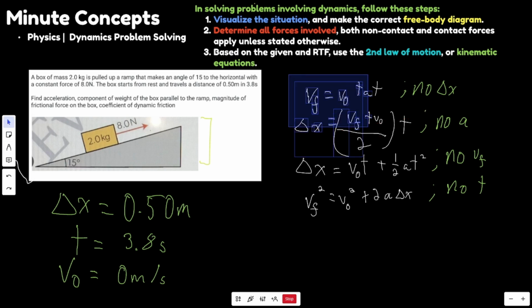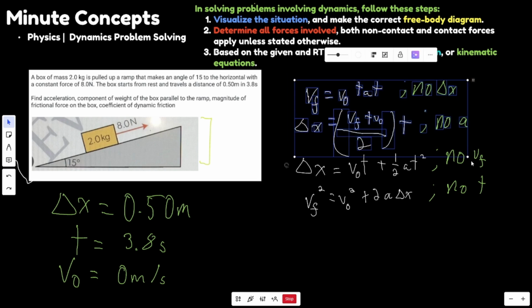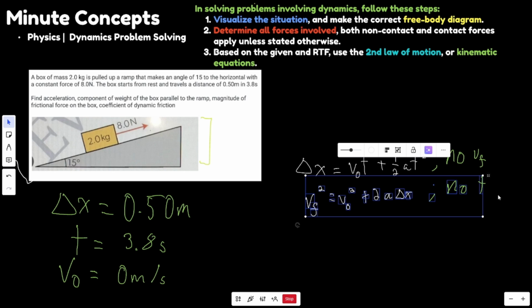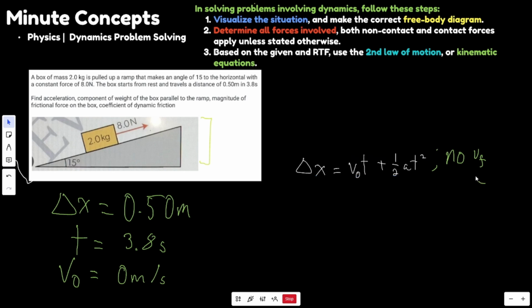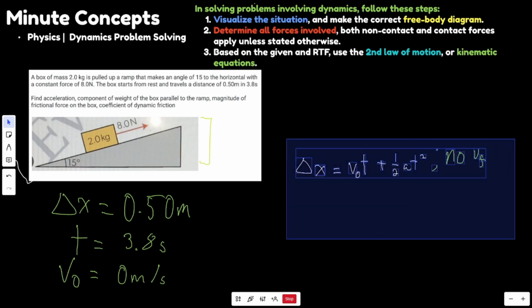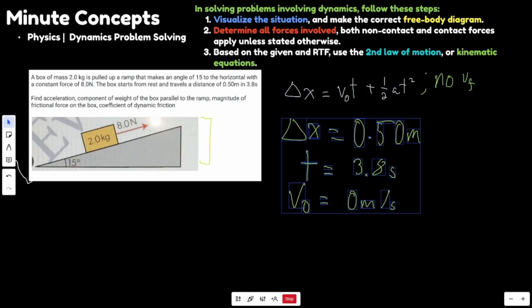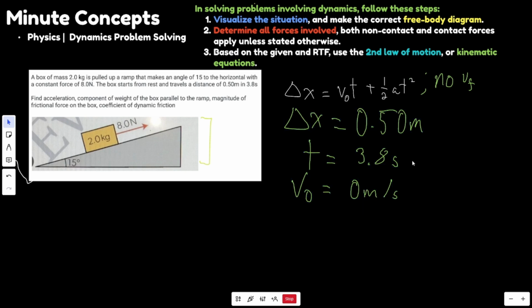So let's just get rid of everything else here. Since this is just a review, that's not going to really be needed anymore. So this is our kinematic equation that will be used. Now let's plug in our values. So based on the values given, all we're going to do is plug in, and let's try.